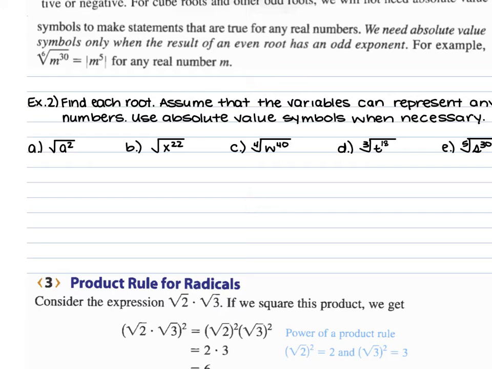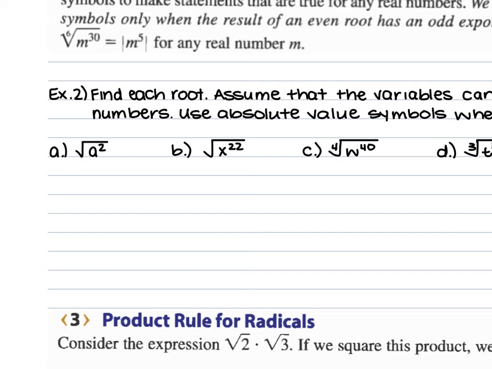If there isn't an index, remember it's an invisible 2. So for example A, we have the square root of a squared. Again, our invisible index here is 2. So this is the same exact thing as saying a to the second power divided by 2, which just gives us a to the first power, which is a. So the square root of a squared is just a.